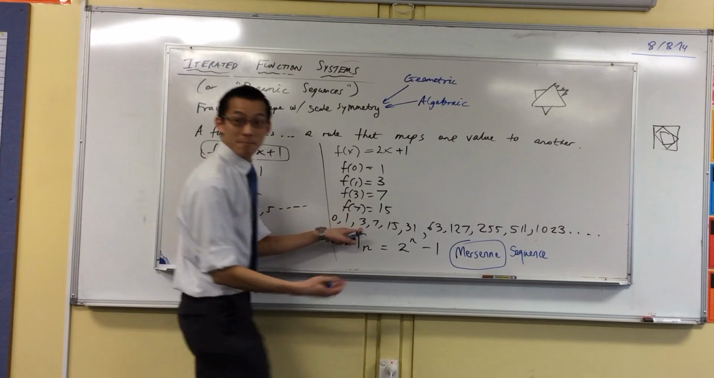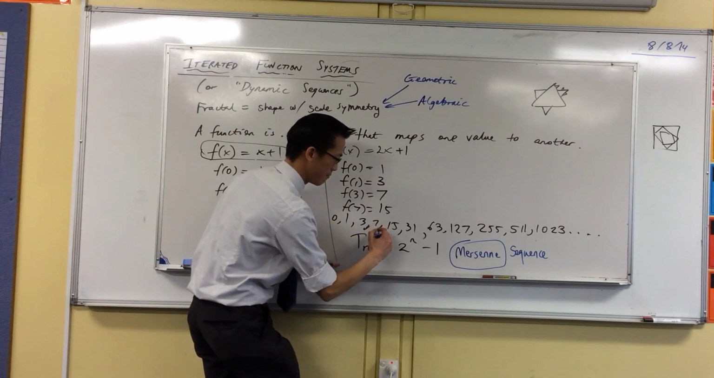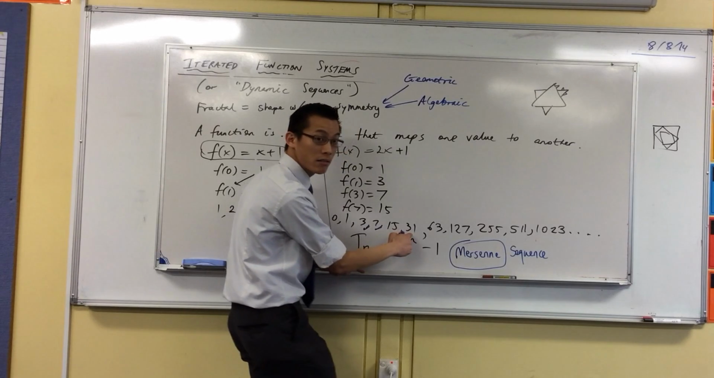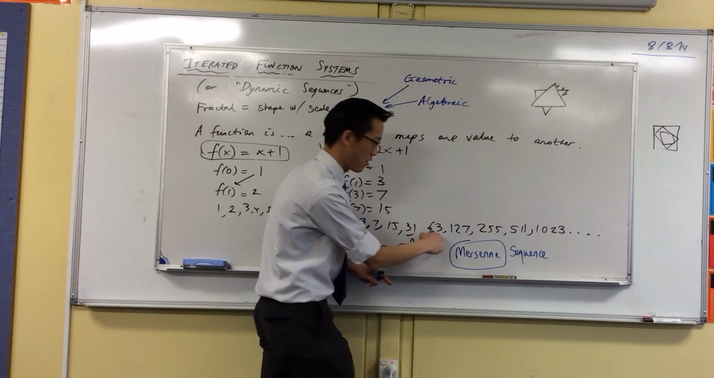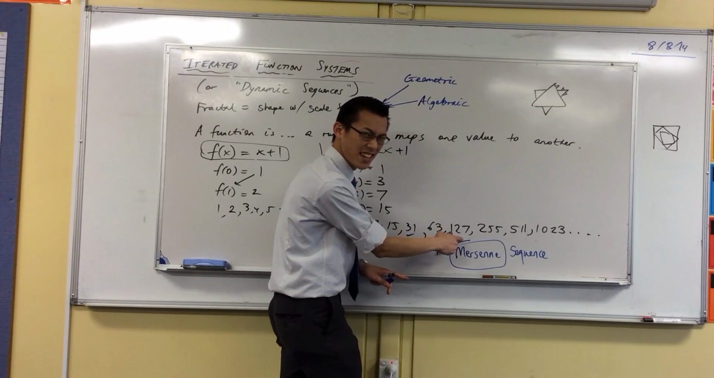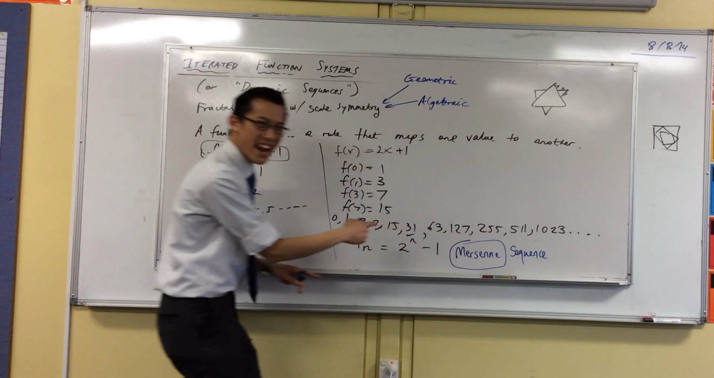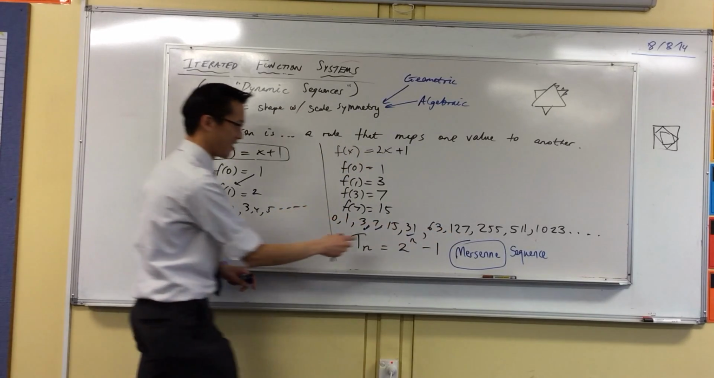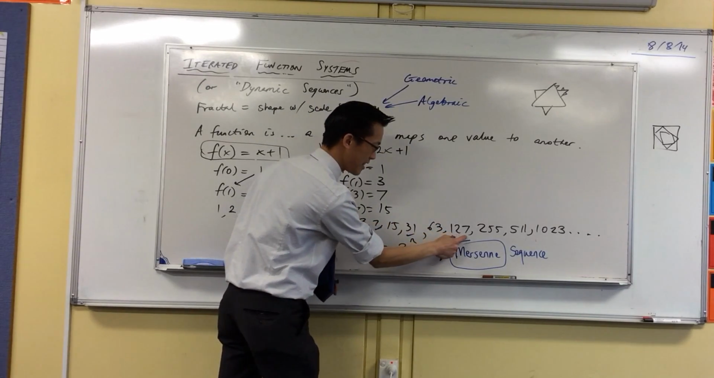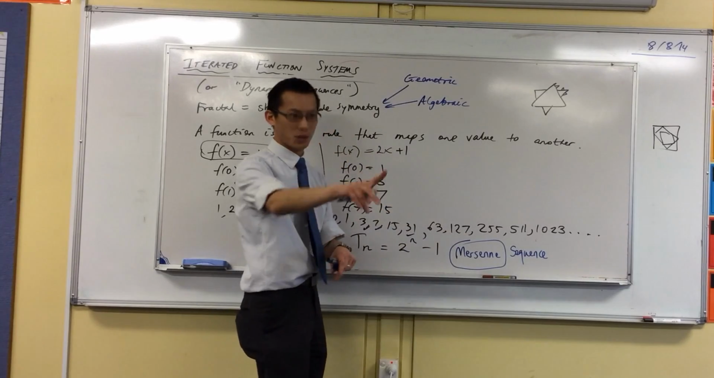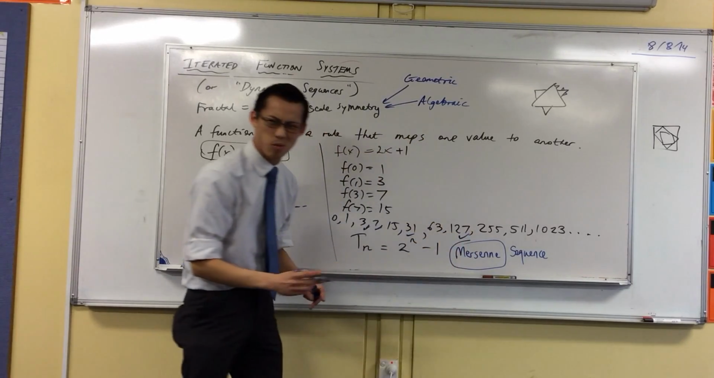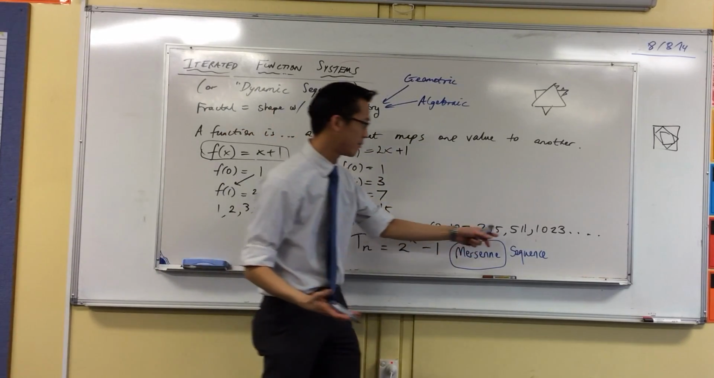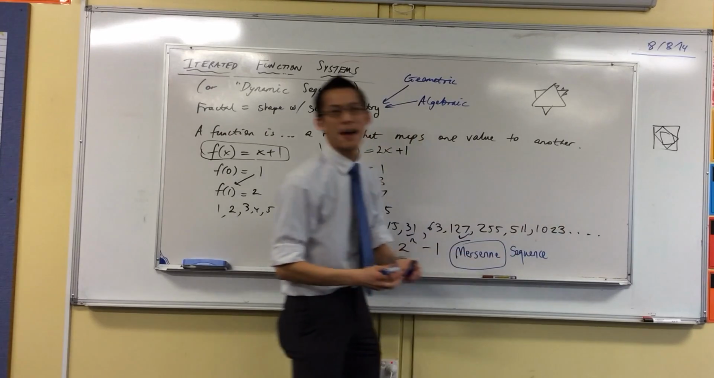All right, 3, yes, prime. 7, yes, prime. 15, no. 31, yes, prime. 63, no. 127, yes, prime. Next one, 1 plus 2 plus 7 gives me 10, so not divisible by 3, and I think it is prime. 255, clearly not prime. I don't know what starts to happen after that.